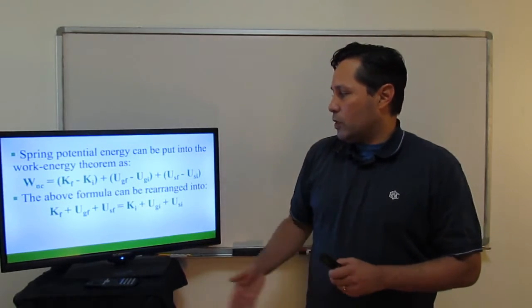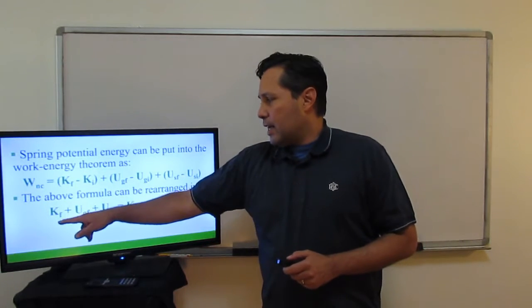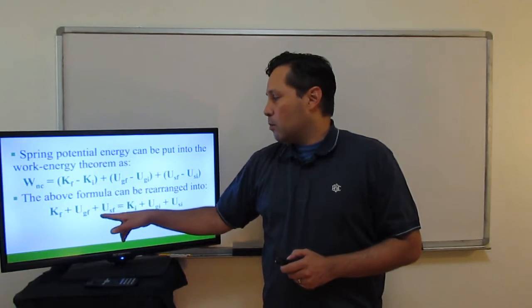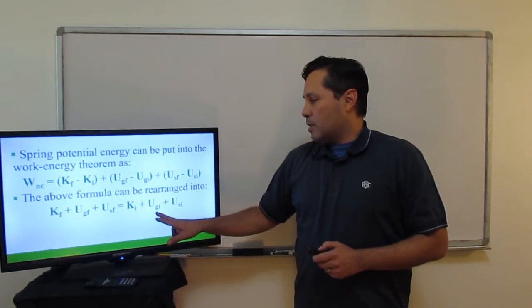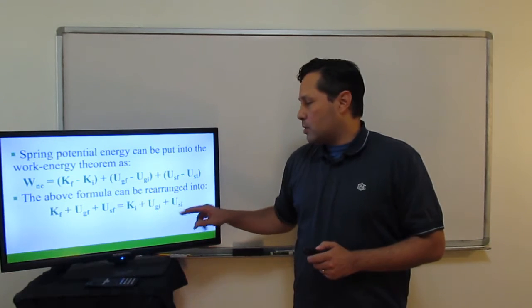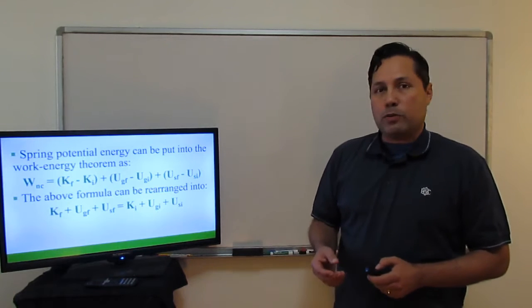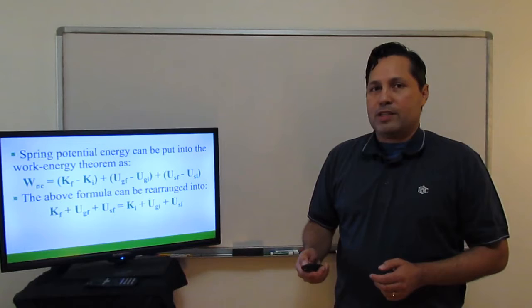Now, if it is conservative, then you could set up the formula as such, where you have kinetic energy final, potential energy due to gravity final, and potential energy of a spring final is equal to kinetic energy initial, gravitational potential initial, and potential energy of a spring initial on the other side, since they're equal to each other. So we're going to use both of those formulas to solve example 8.